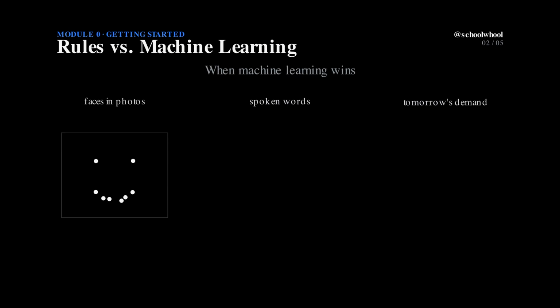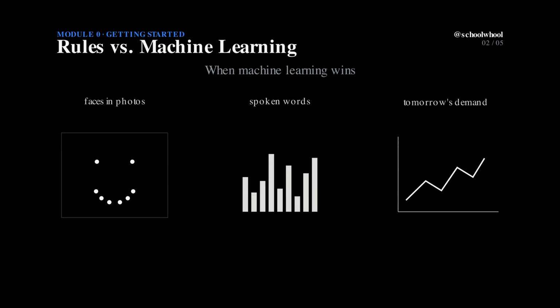Machine learning wins when the pattern is too messy to write down. Recognizing a face in a photo. Understanding spoken words. Forecasting tomorrow's demand from years of history. Nobody can list those rules by hand. But there are plenty of examples to learn from.